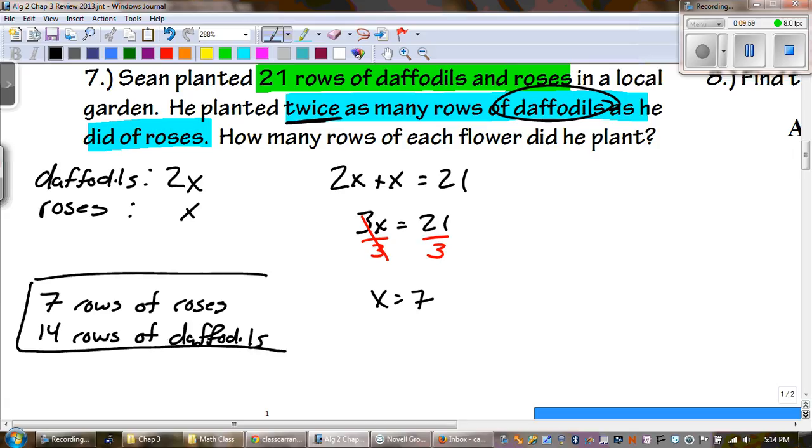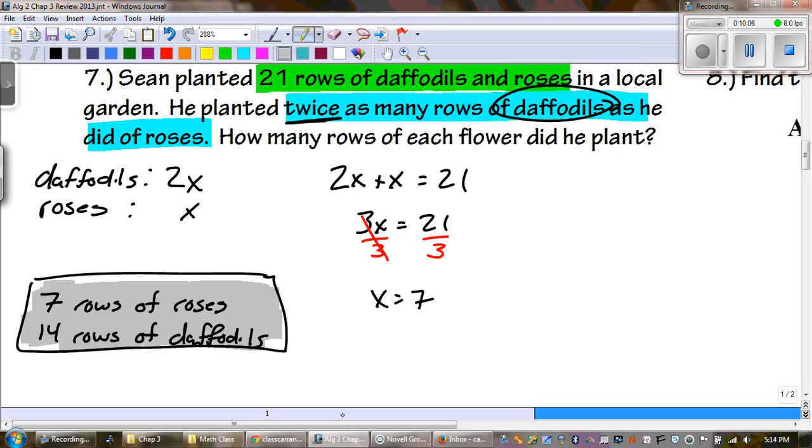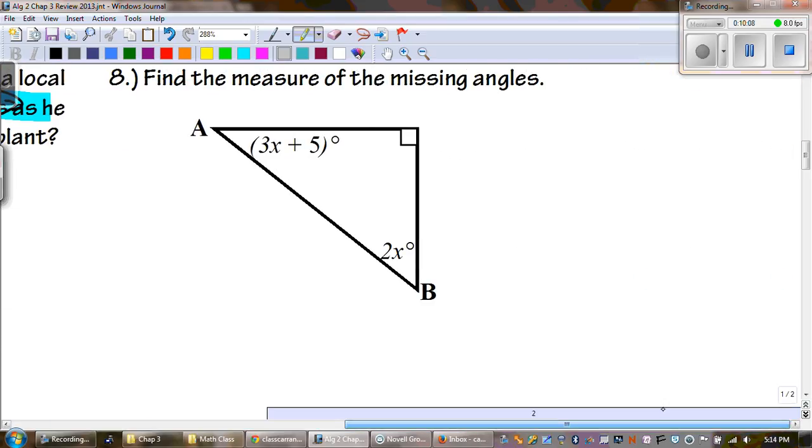Remember, always box your answers. I'm lucky I can box and highlight them in multiple colors.